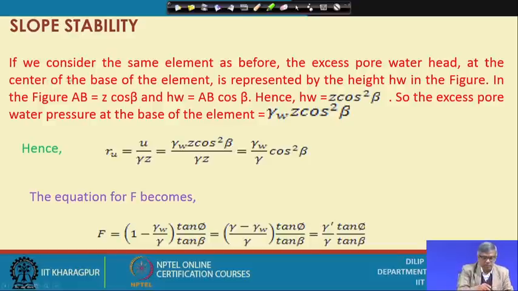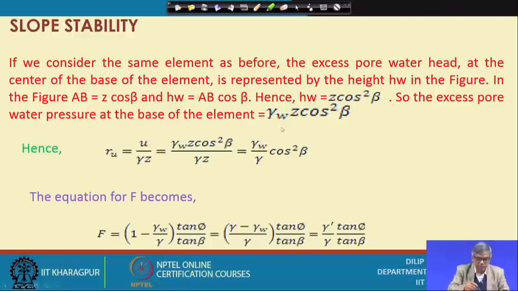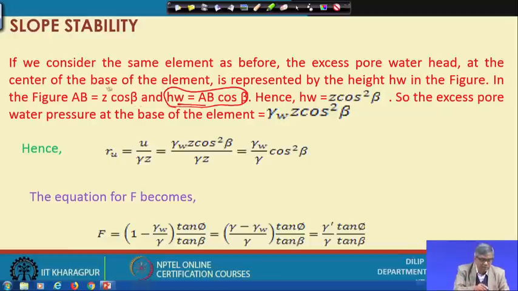And you can see, if we consider the same element as before, the excess pore head at the center of the base of the element is represented by the height h w, that h w I have shown in the figure. And in the figure A B equal to z cos beta, and h w equal to A B cos beta, and A B equal to z cos beta.